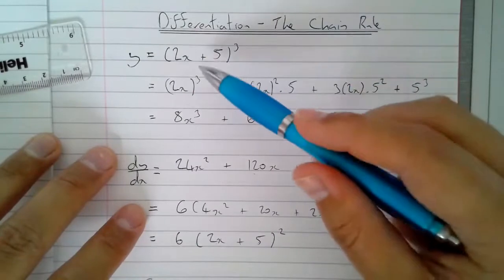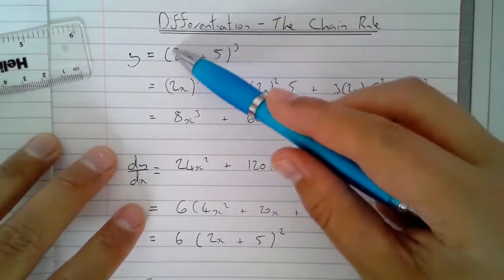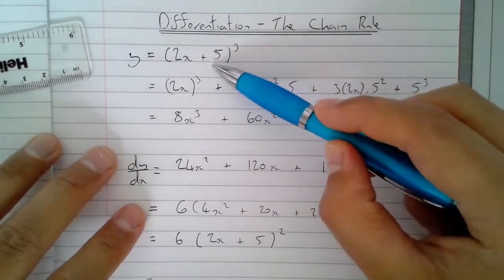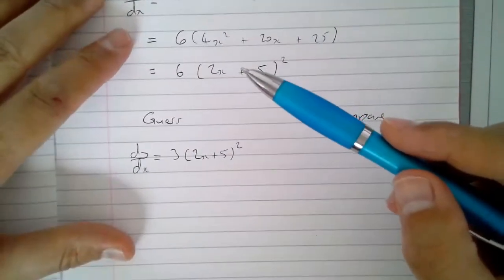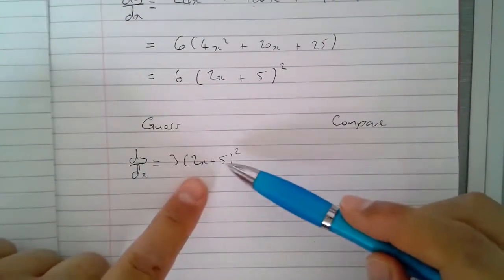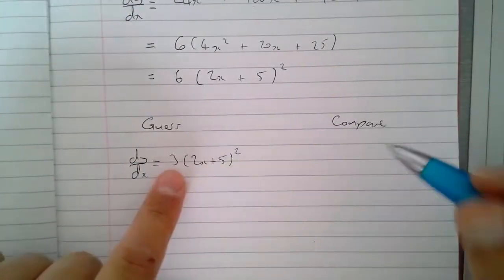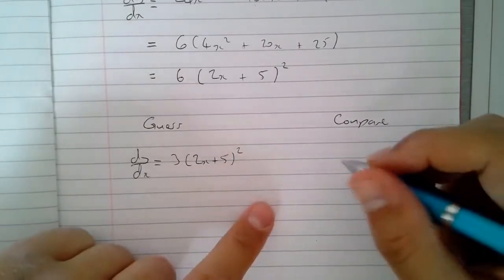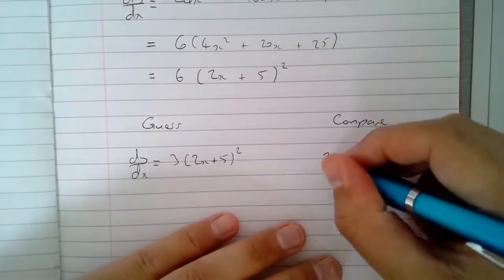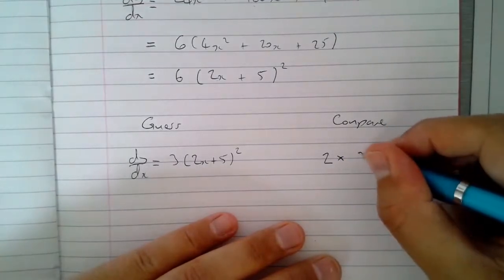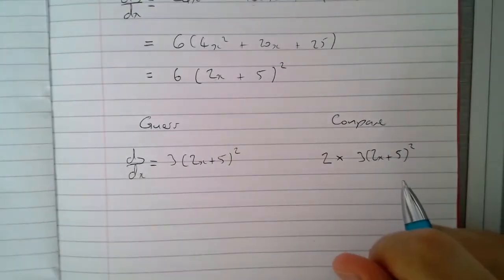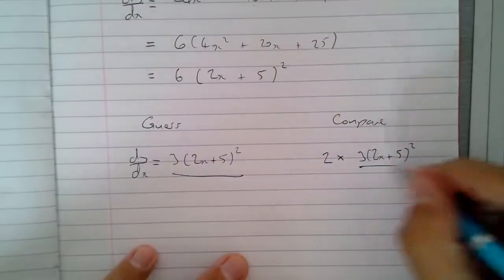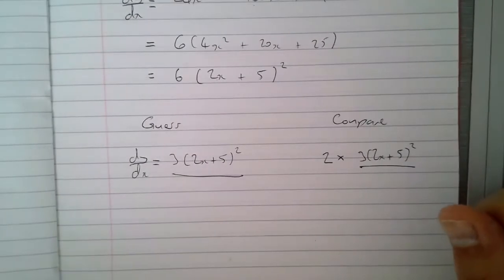In this case, though, it's not just an x which has been hit by the power. There's a whole bigger, more complicated function in here, 2x plus 5. And because that function's in there, we need to be slightly more careful. So you'll see here we've brought the power down and reduced it by 1. And you'll see this thing here is 2 times 3 times (2x plus 5) squared. In other words, it's really similar, the only difference is that it's been multiplied by 2.